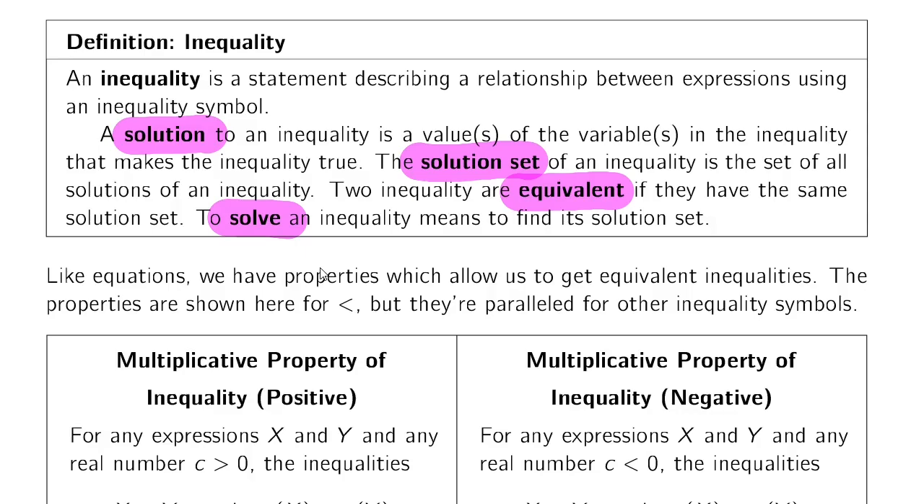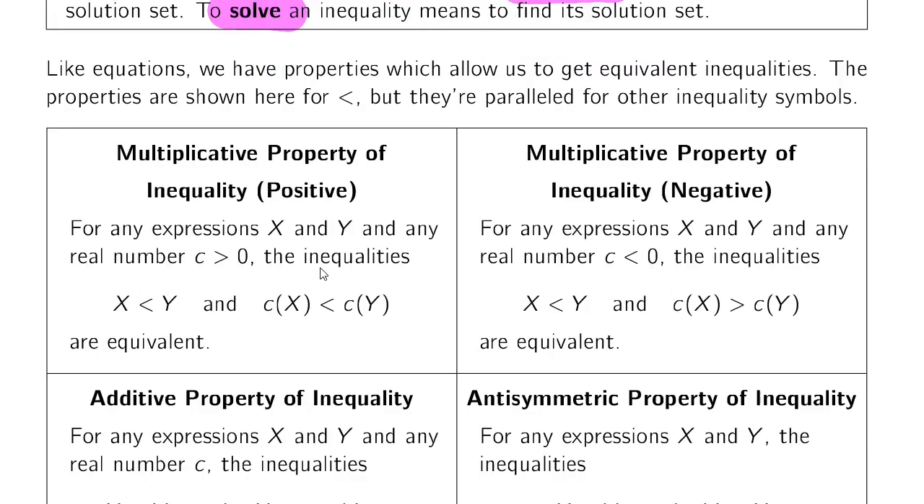So when we're talking about inequalities, there is a complication with specifically the multiplicative property. With equations, remember, we could multiply by any number that wasn't zero and get an equivalent equation. With inequalities, if we multiply by a positive number, we get an equivalent inequality that comes in the same order. But if we multiply by a negative number, that reverses the order.